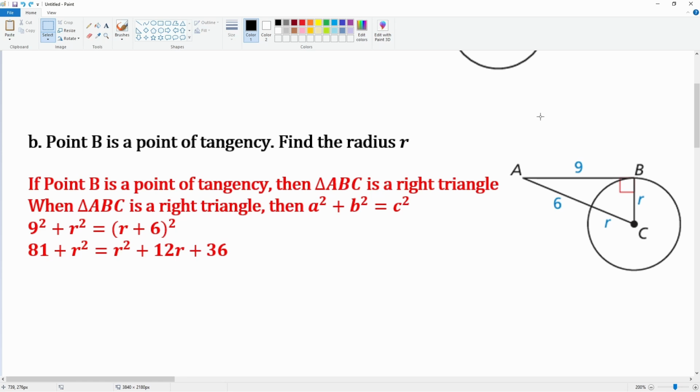Okay? Do some algebra. I'm going to cancel the R squares on both sides. They both cancel out. 81 equals 12R plus 36. Subtract 36 from both sides. You get 45 equals 12R. Divide by 12. R is equal to 3.5.